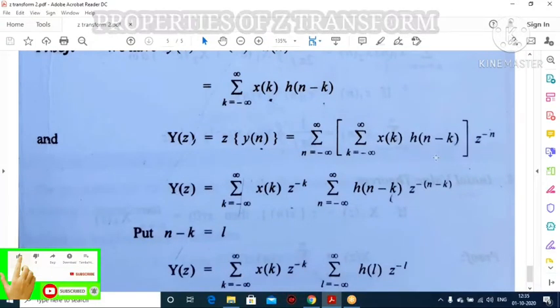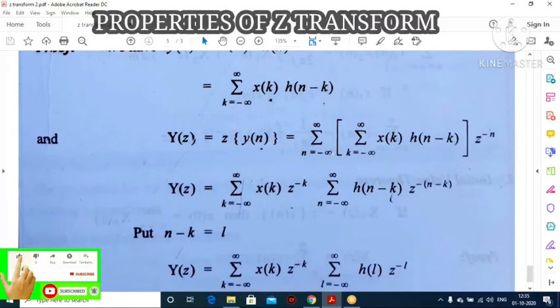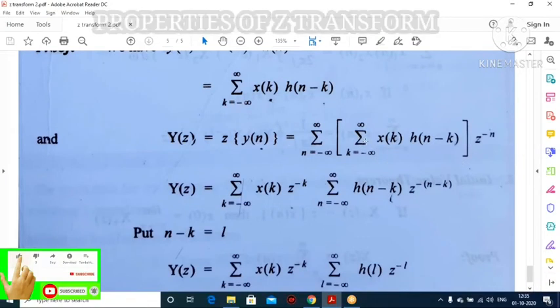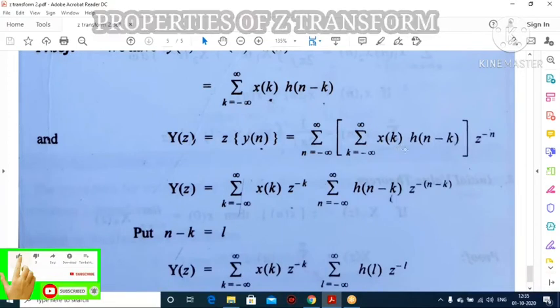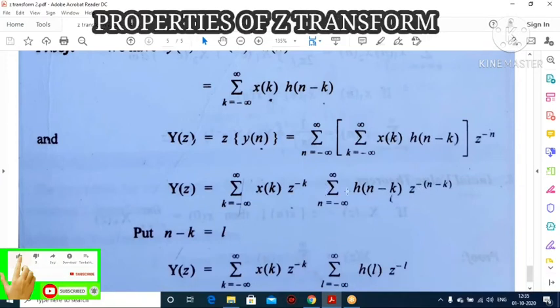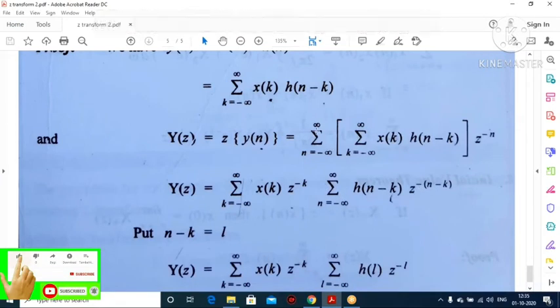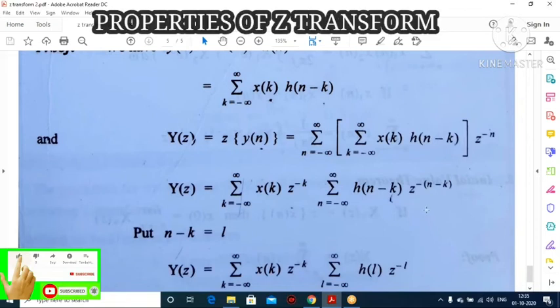So now what will happen? Y of z equal to summation. Here you have two summation terms, so I split it into two summations. The first summation is summation k equal to minus infinity to infinity x of k, then z power minus k. The next summation is summation n equal to minus infinity to infinity h of n minus k into z power minus of n minus k.